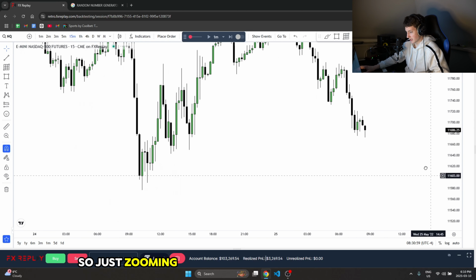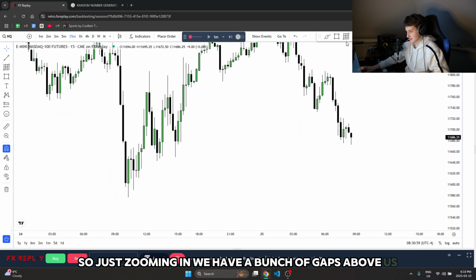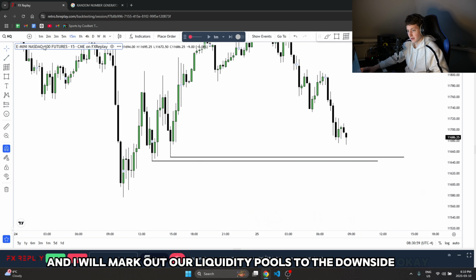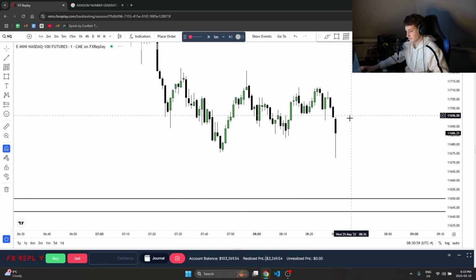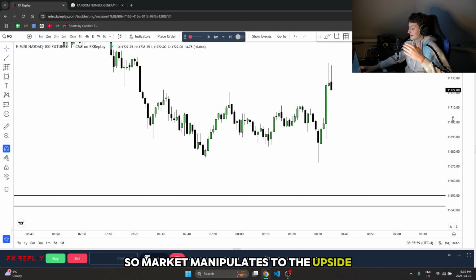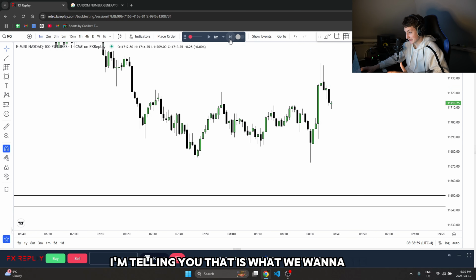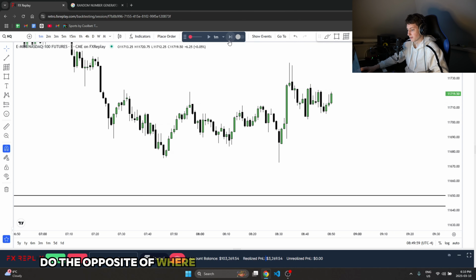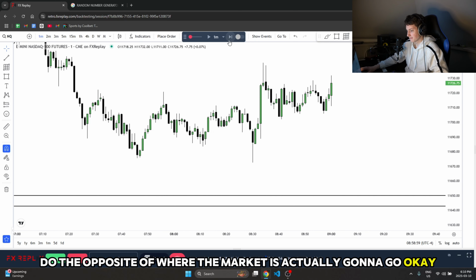So just zooming in, we have a bunch of gaps above us, and I will mark out our liquidity pools to the downside, okay? Let's see. So market manipulates to the upside. I'm telling you, that is what we want to see. We want to see market open do the opposite of where the market's actually going to go, okay?